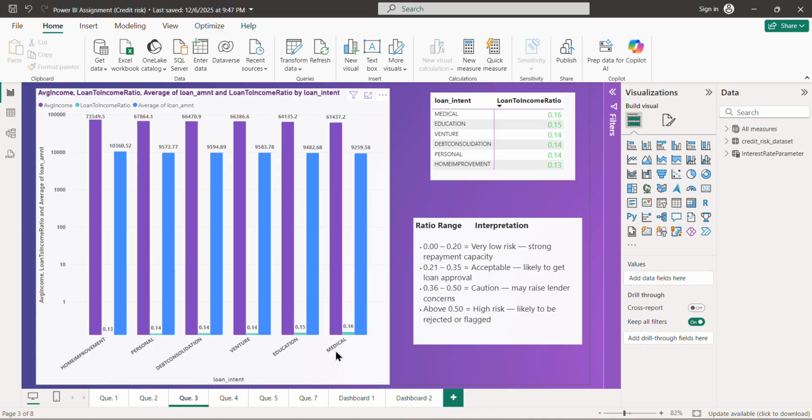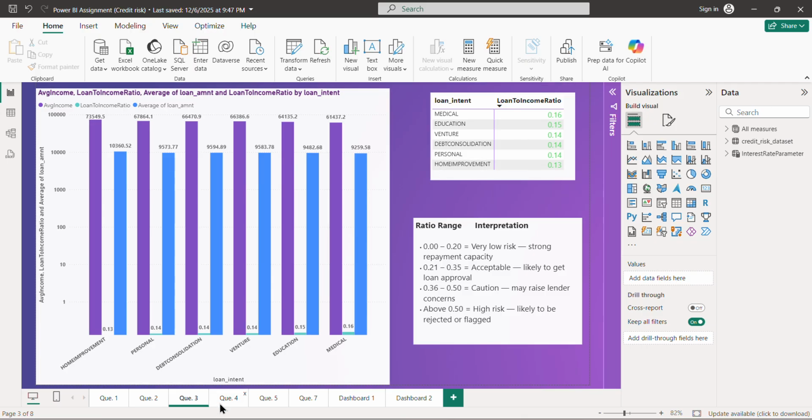And if we see loan intent of medical, it is slightly higher than home improvement, personal, debt consolidation, venture, and education. So this is slightly higher in medical, but it also lies in the safe line because it is less than 20%. So that's why it's also in the safe line, and it is also interpreted as very low risk, strong repayment capacity. And here we have the combined chart of loan intent and loan to income ratio, which we can see clearly in this chart.